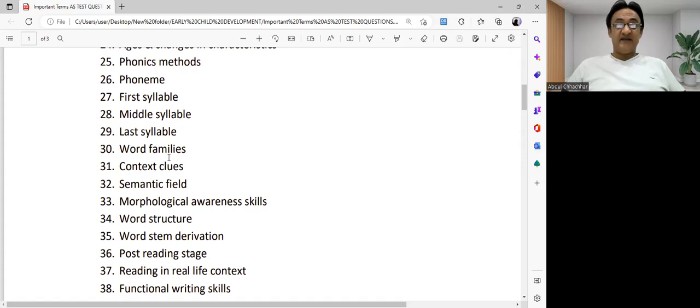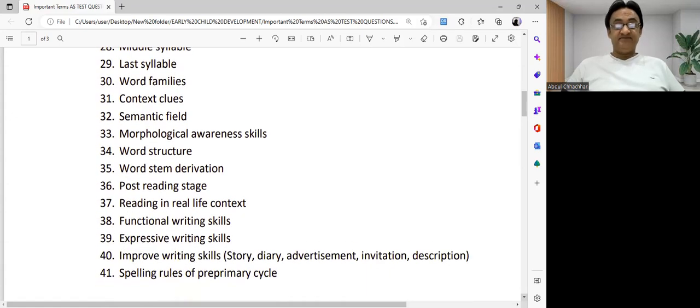So these are also, again, the scenario-based practices. For practices, you should have knowledge during teaching. Okay, so this you can demonstrate. Express functional writing skills and expressive writing skills. So you should recognize which are the functional writing skills and the expressive writing skills they can create for them. So improve writing skills, and again, this is a practice: story, diary, advertisement, invitation, and description.